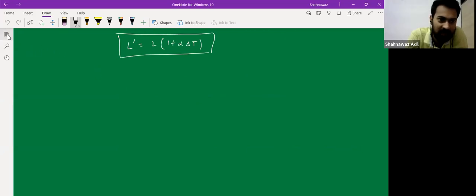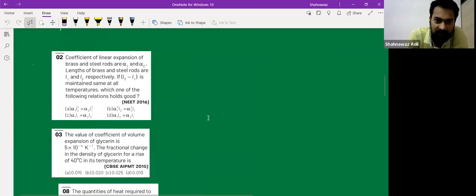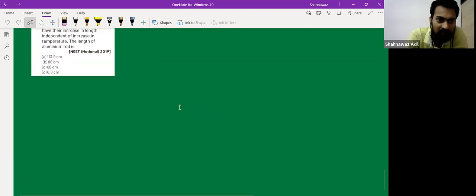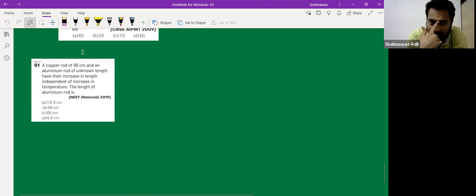So I was saying let's do the first question, a simple question. A copper rod of 88 centimeter and an aluminium rod of unknown length have their difference in length independent of increase in temperature. The length of the aluminium rod is? So this doesn't depend upon the temperature, and we have to find the length of the aluminium rod. How will you do this question? Guys, this time I will be asking you to try it.